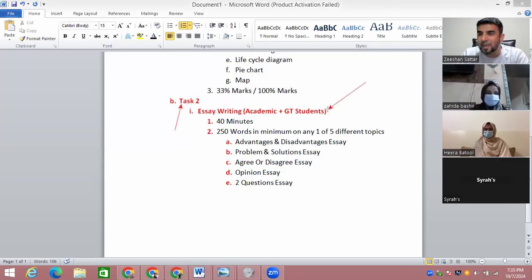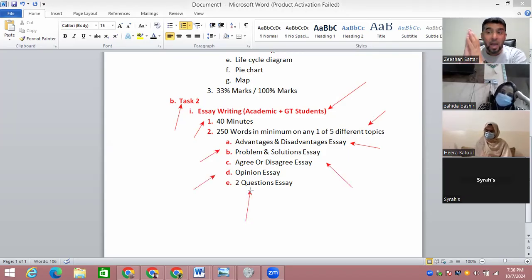So I'm repeating again, task 2 of the IELTS writing exam is essay writing for both GT and academic students. 40 minutes and 250 words are required to be written on any one of the 5 topics, which can be advantages and disadvantages, problem and solution, agree or disagree, opinion, and the two-question essay. It can be any one of these 5 in the exam.